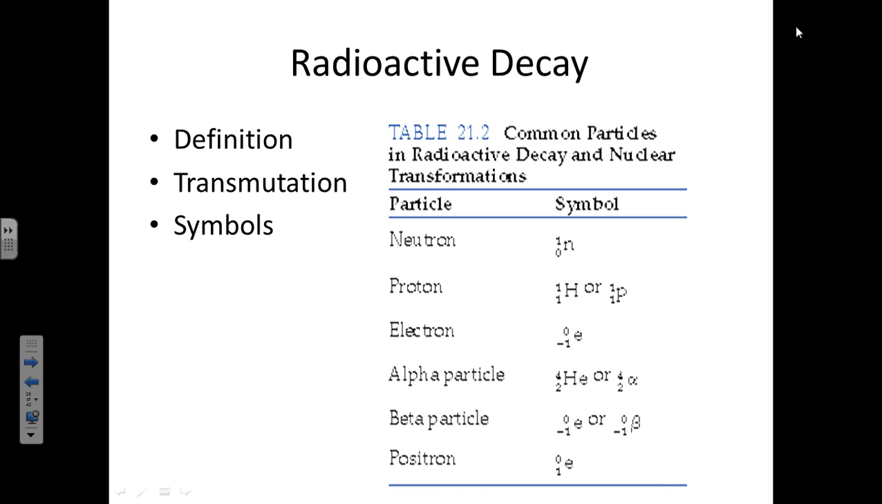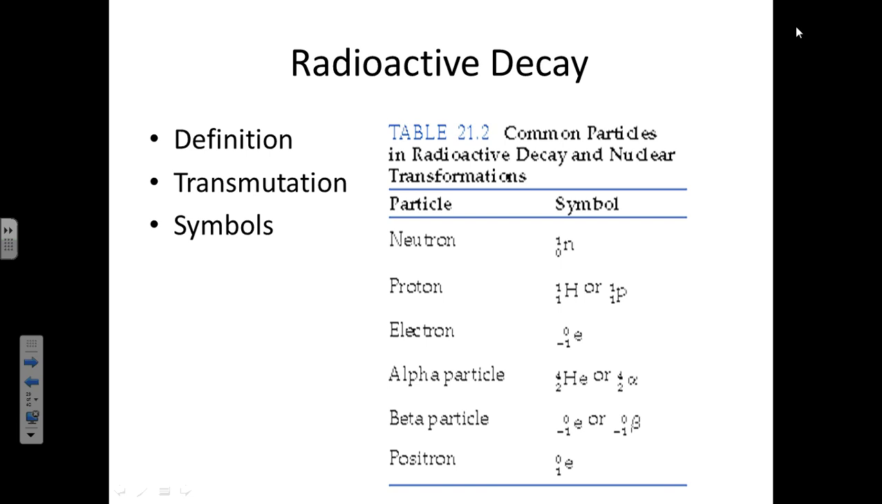Again, we talked about beta particles. They're high-speed electrons, so you might see 0 minus 1 E or 0 minus 1 beta. And then a positron, which most of you probably never heard of before. A positron is sort of like a positively charged what? Electron. It's really tiny, way smaller than a proton, but still positively charged.